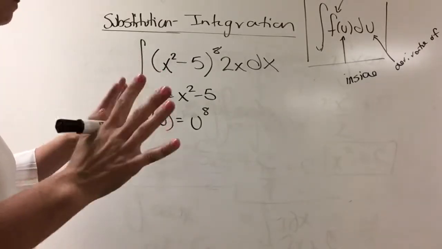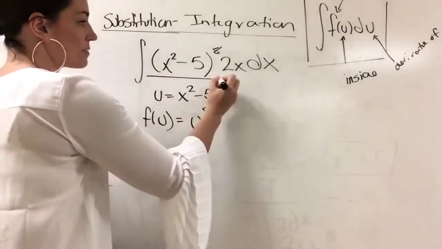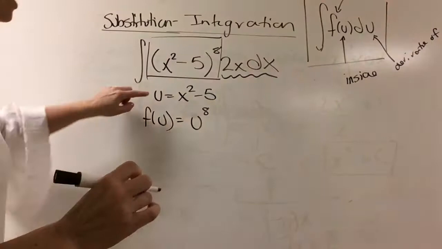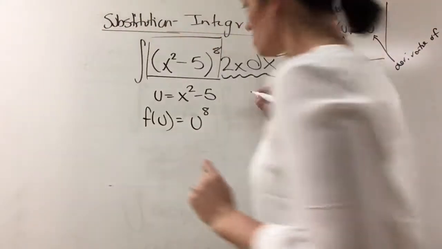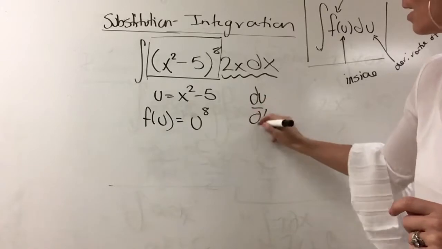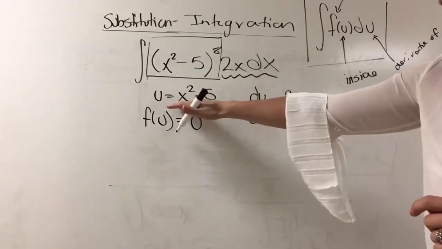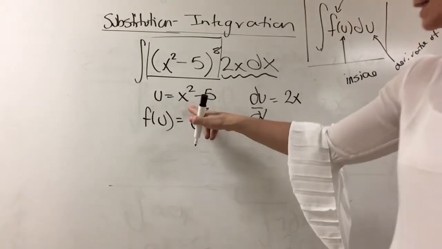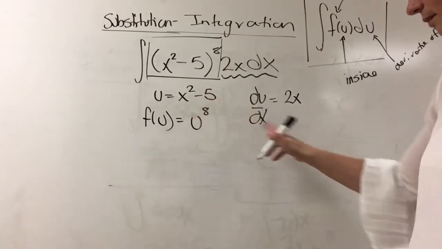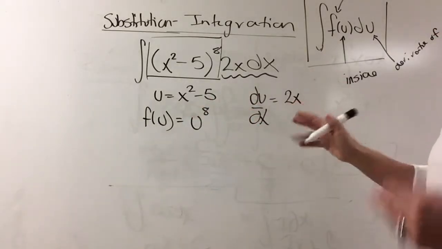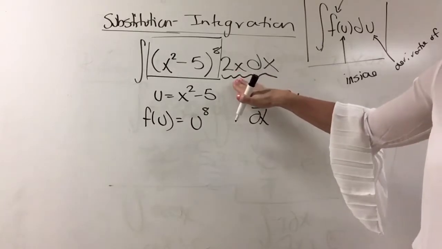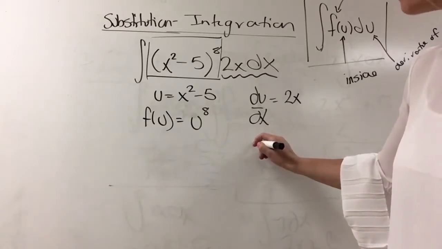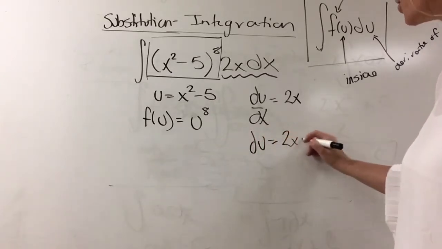Now here's the tricky part. At this point, I have something I can substitute in for this part, but then I have all this stuff left over. So the next thing I do is apply d/dx to both sides. If I do d/dx here, I get du/dx equals 2x. The d/dx of u is du/dx, and the d/dx of this is 2x. Now I want to rearrange this so it matches the form I need, so I multiply both sides by dx. I end up with du equals 2x dx.